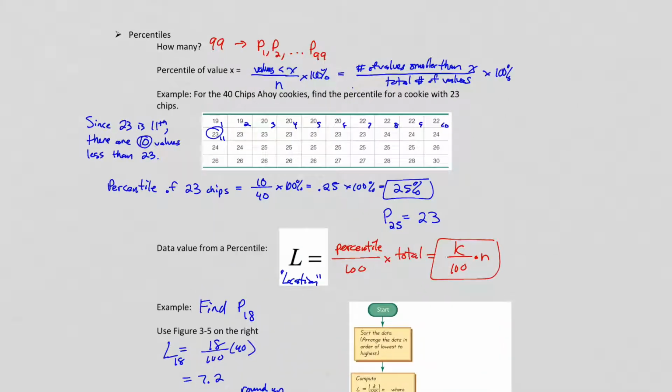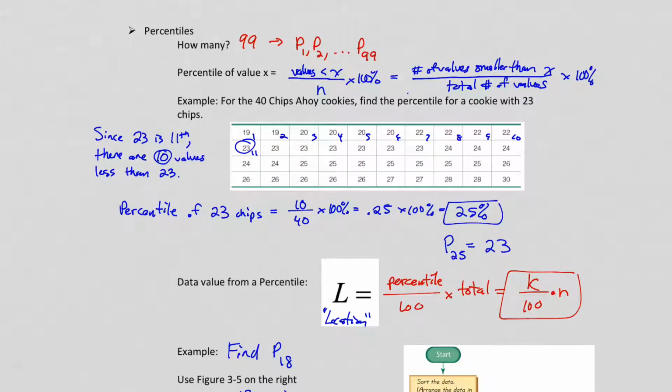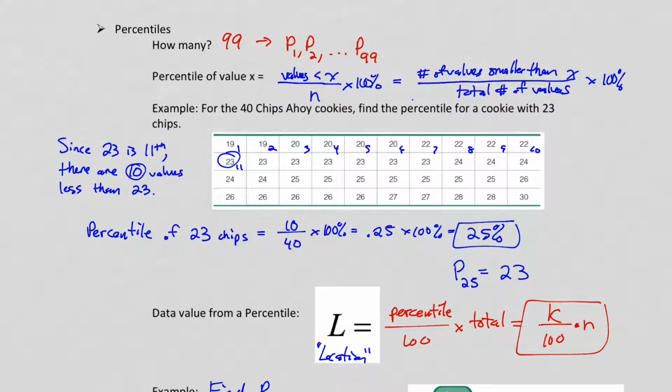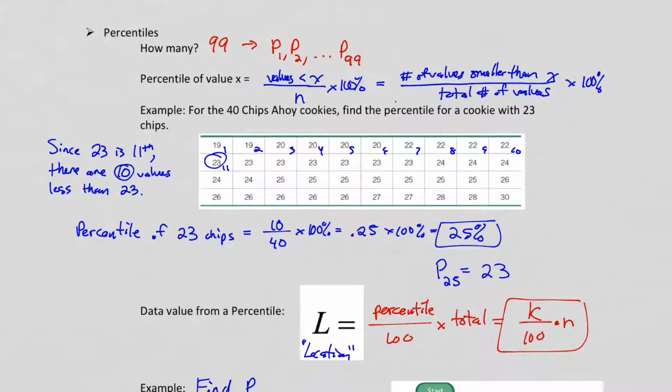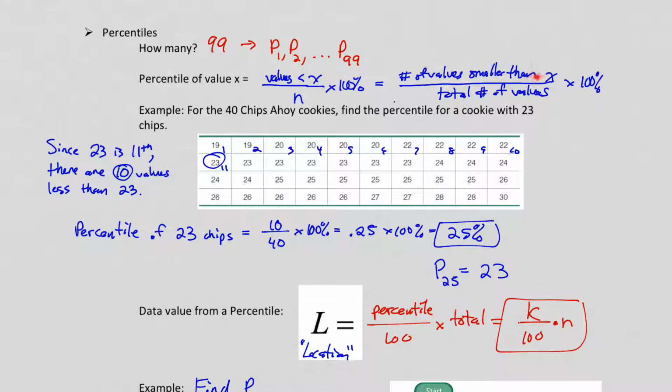Page 2 talked about percentiles, and how there are 99 percentiles, percentile 1 through 99. The way you calculate the percentile value of a data point is you count the values that are less than the data point and divide that by the total. That's what the N stands for. Then this just converts it to a percentage. So it's the number of values smaller than X divided by the total number of values. That gives you its percentile.